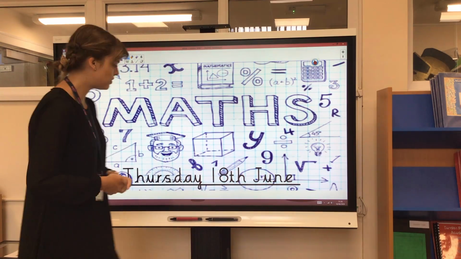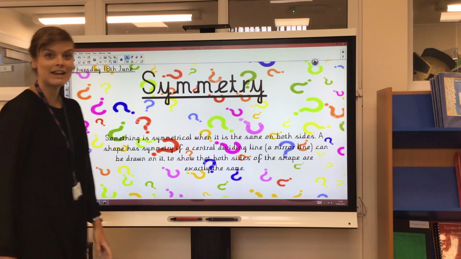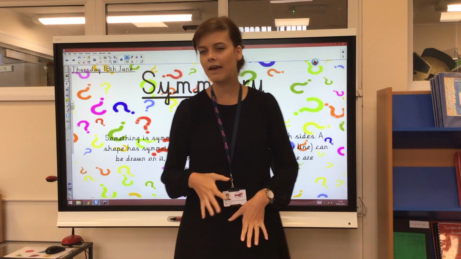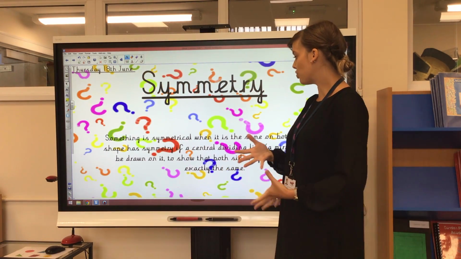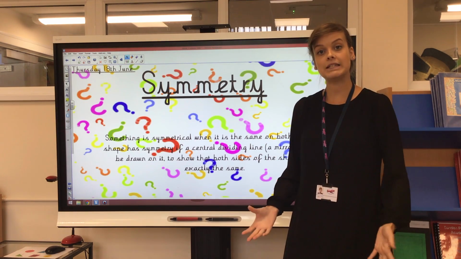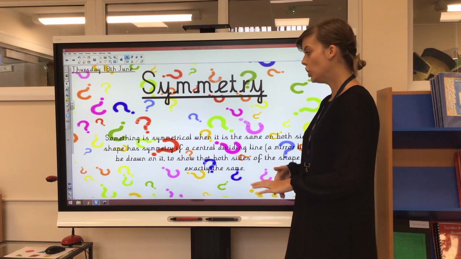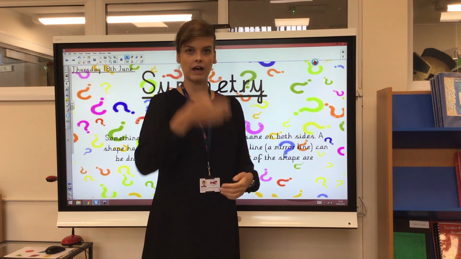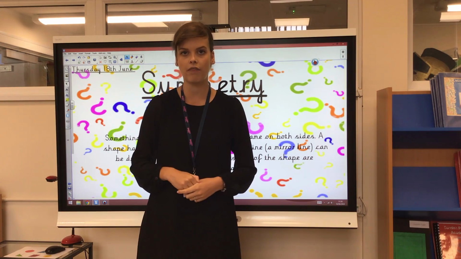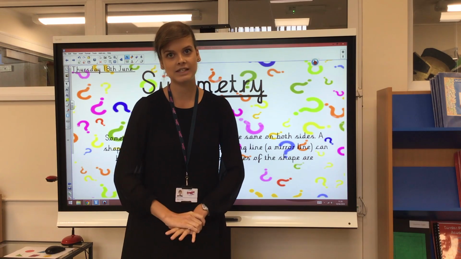Let's remind ourselves what symmetry actually means. I'm sure you know it by now. If you know it, say it along with me. Something is symmetrical when it is the same on both sides. And in mathematics, we look at shapes and symmetry within those shapes. So a shape has symmetry if a central dividing line, that mirror line, can be drawn on that shape to show that both of those sides are exactly the same.